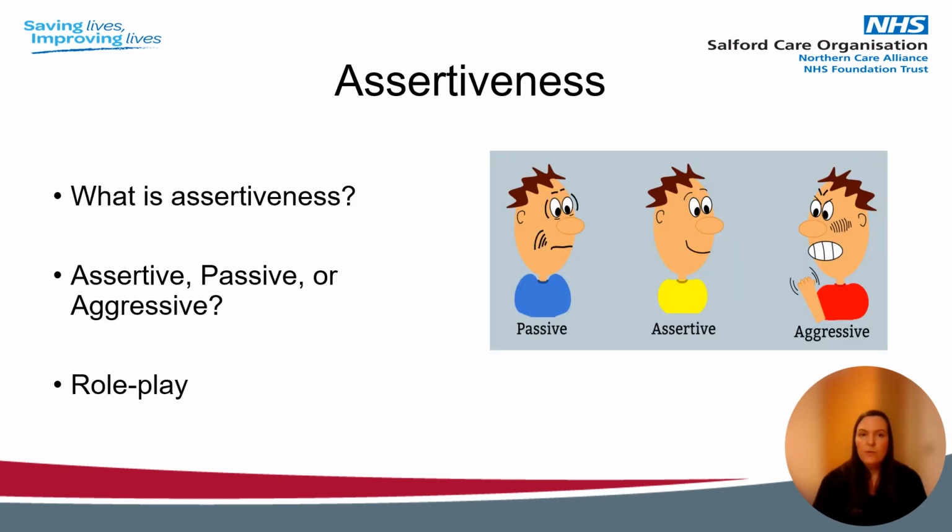In this section, we talk about what being assertive means and the differences between being assertive, passive and aggressive. It's important that people with learning disabilities have the opportunity to learn the skills to say no to people and ask for what they want in a way that is appropriate and respectful.